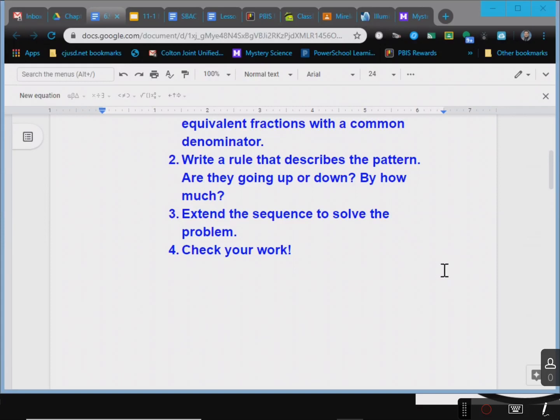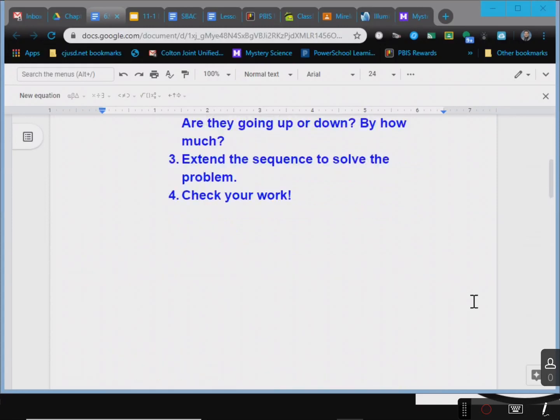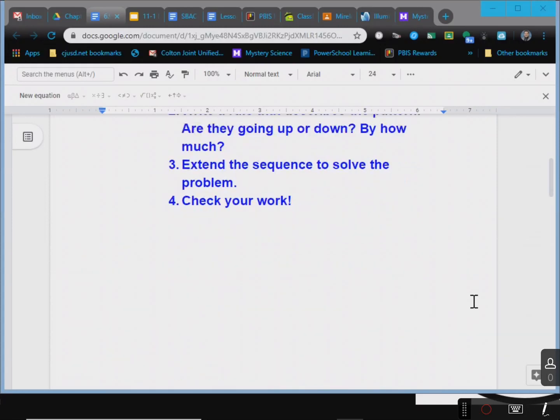The third step basically says extend the sequence to solve the problem. You're just filling in the blanks, filling in the unknown terms. And then the fourth one is to check your work, make sure it makes sense. So if you need to pause and write that down, go ahead and do that now.